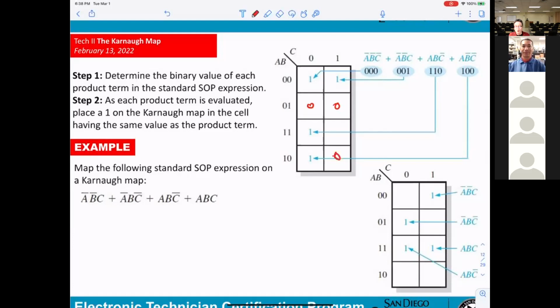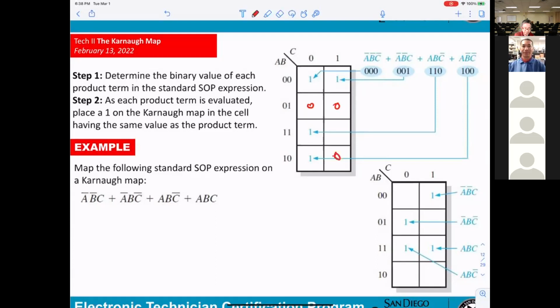Boolean, H2O. Now my question is, if I give you an equation or expression, I want you to map it into the K-map. Can you do it or not? That is the question in this part right now.